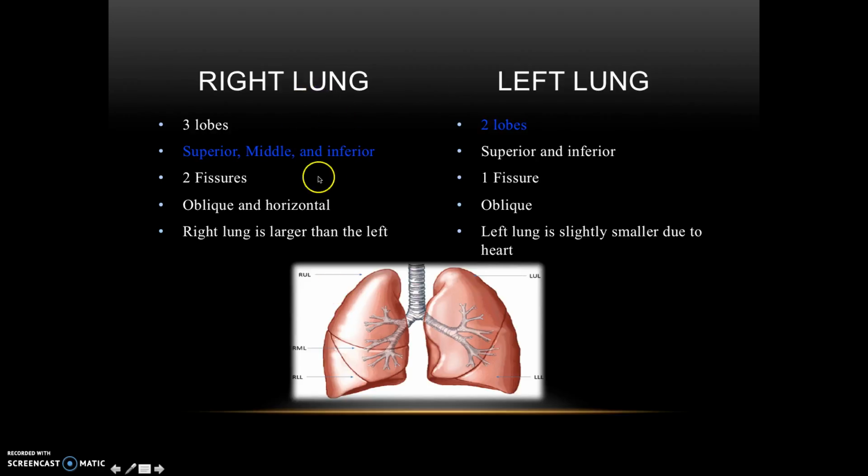Looking at the lungs in a little bit more detail, the right lung, again, has 3 lobes: the superior lobe, the middle lobe, and the inferior lobe, and it's separated by 2 fissures. This is the horizontal fissure and the oblique fissure. On the left lung, we only have 2 lobes, the superior and inferior, separated by the oblique fissure. Size comparison, the right lung is a little larger than the left. This is due to the heart being more on the left side, taking up space of the lung. This is why the left lung is slightly smaller.